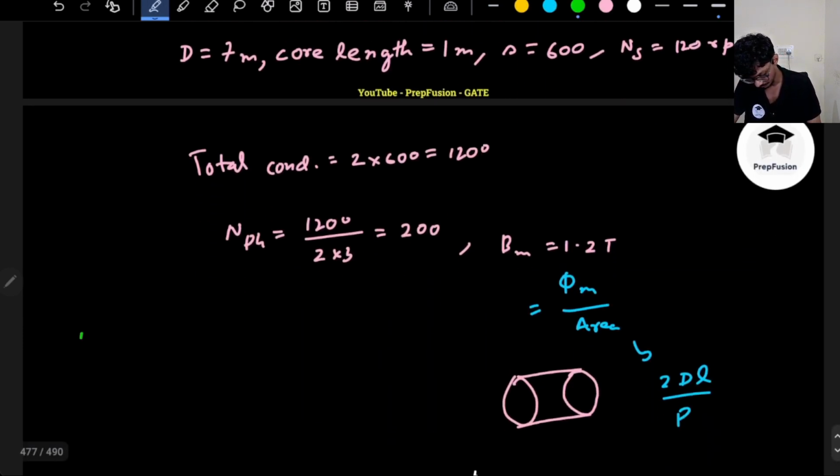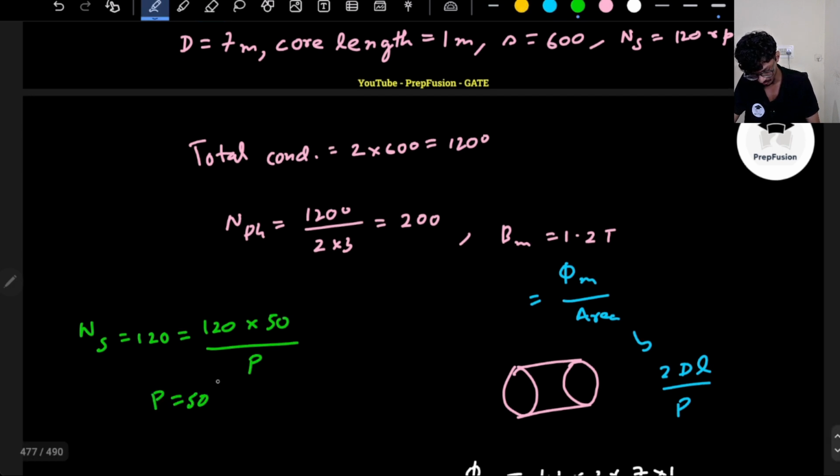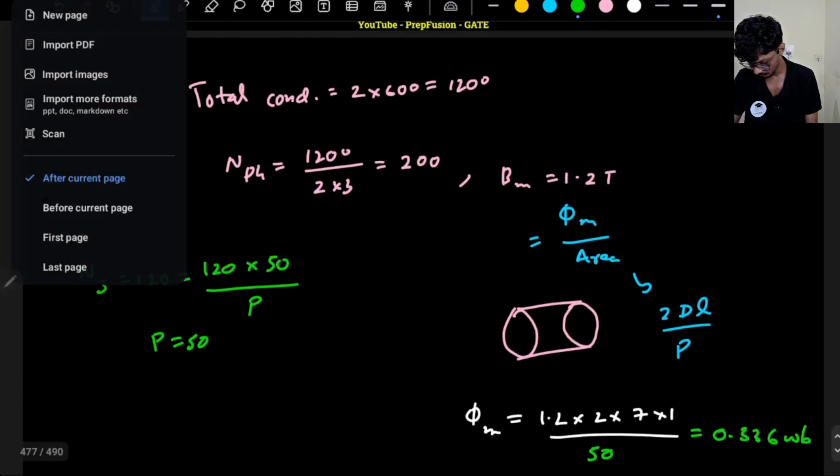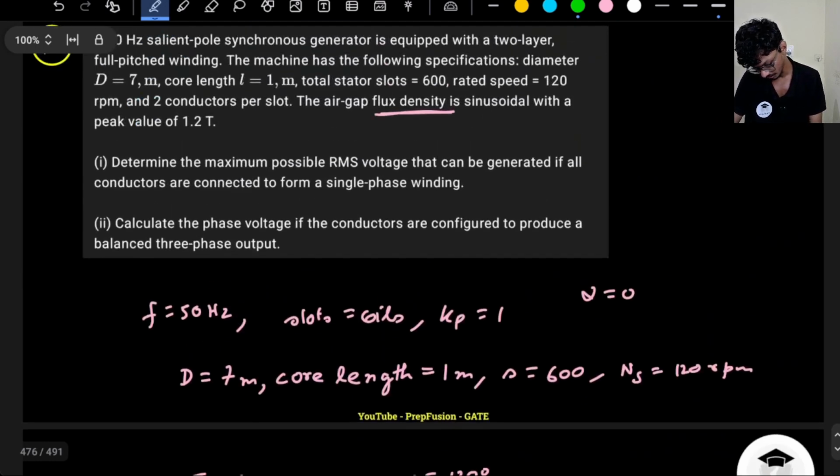So Ns is given as 120, that will be equal to 120 f by p, that is 120 into 50 divided by poles. So number of poles will be 50. So there are 50 number of poles, quite large. So your flux, right, overall peak value of flux, 1.2 into 2 into 7 divided by 50, so it's 0.336 Weber.